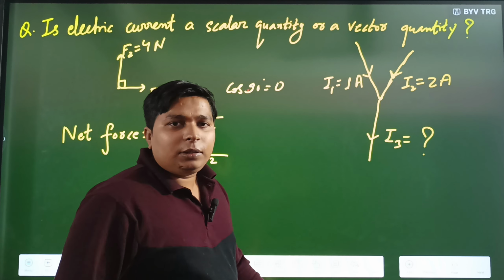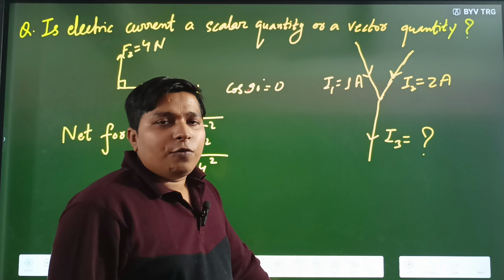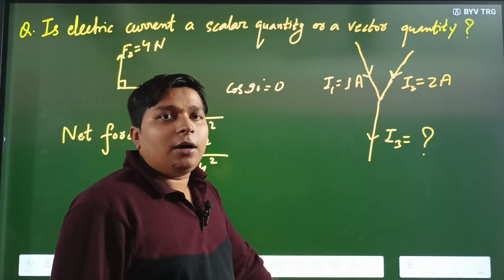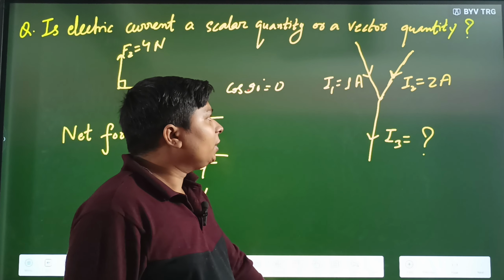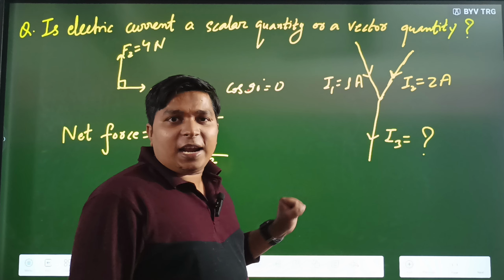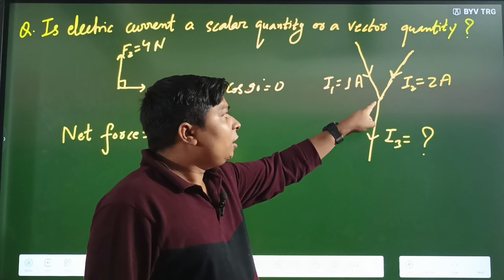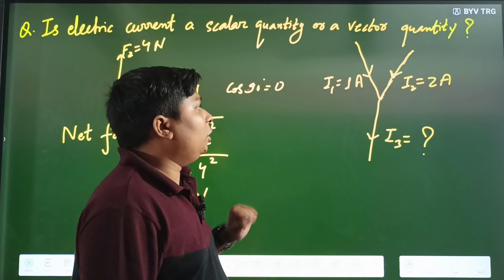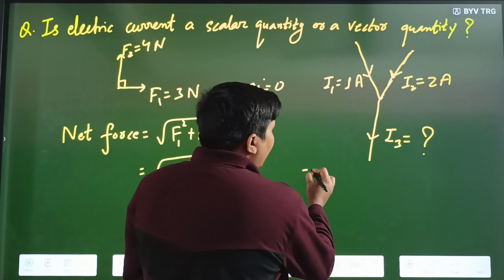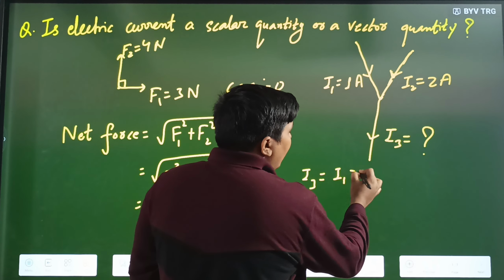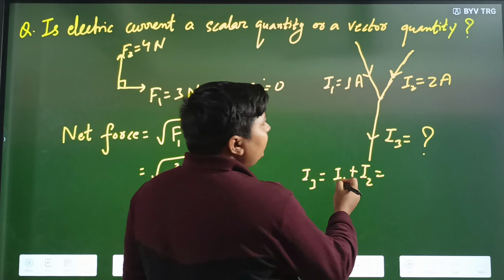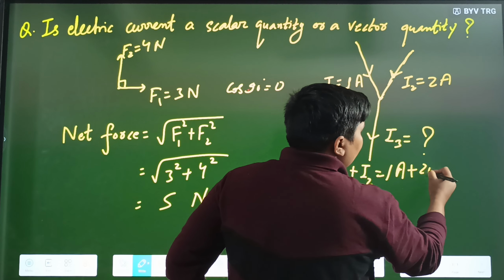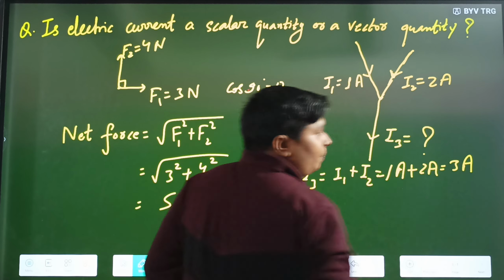Now in class 12, in the chapter of electric current, we studied two Kirchhoff's rules. The first rule is Kirchhoff's junction rule. The Kirchhoff's junction rule states that the sum of all electric currents coming towards a node is equal to the sum of all electric currents going away from the node. So in this case, I3 will be equal to I1 plus I2, and in this case I1 is 1 ampere, I2 is 2 ampere. So it will be 1 ampere plus 2 ampere is equal to 3 ampere.